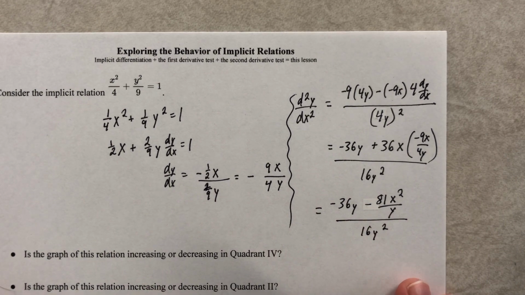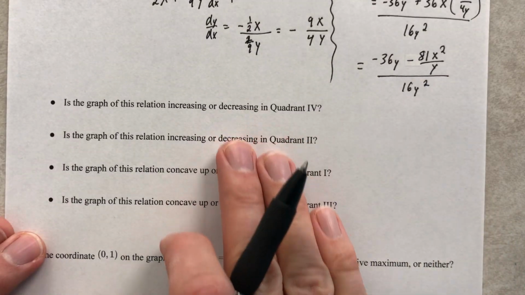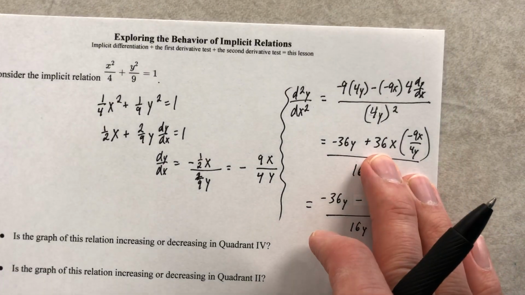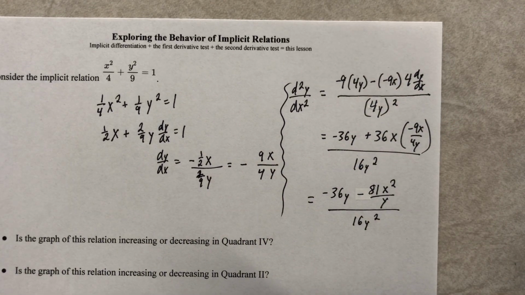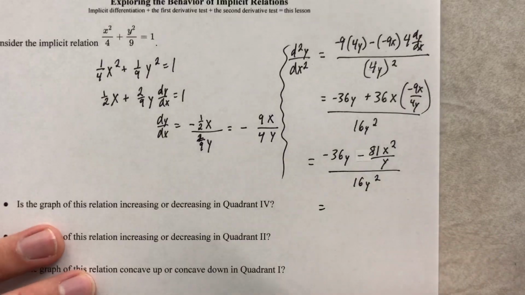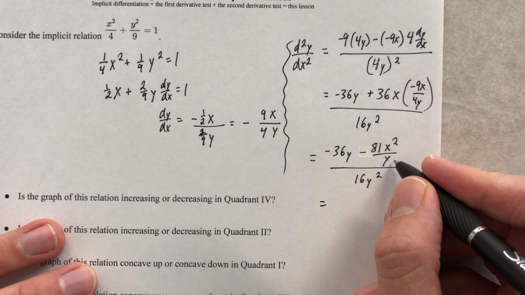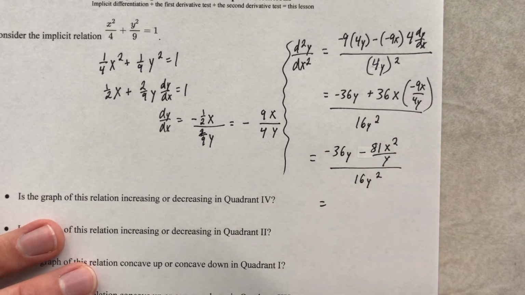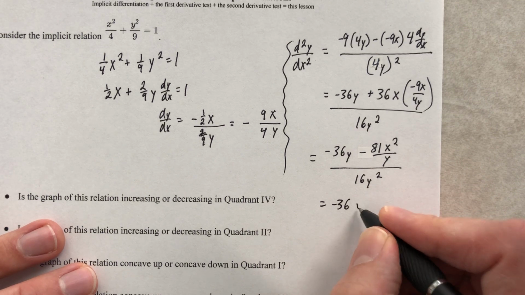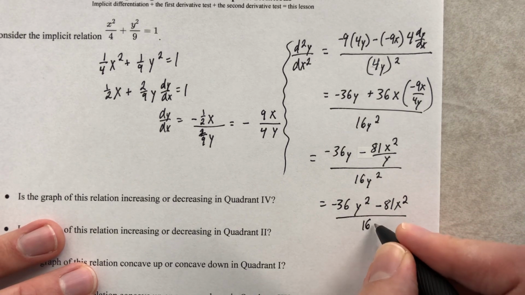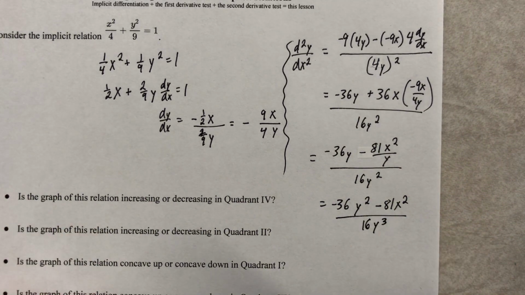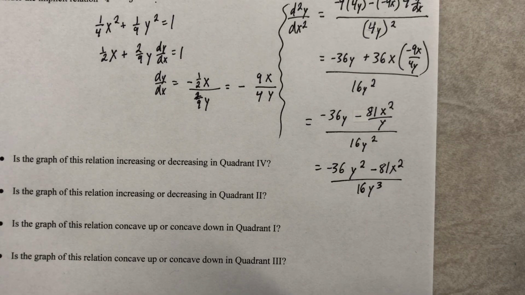However, in just a minute, we're going to need to plug things in to this, or even this, but that one's iffy. And in doing so, we need to determine some signs. So that's going to be important. So that's why I'm simplifying as much as I am. Let's multiply every term by y, and that's going to wipe out this y in the denominator. So we'll have negative 36y squared minus 81x squared over 16y cubed. Every term got multiplied by y. And if you want to stop there, you can.